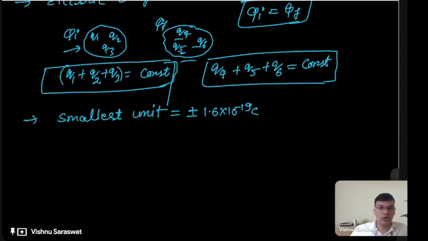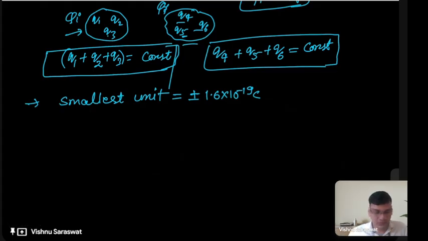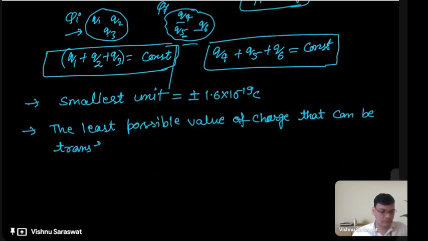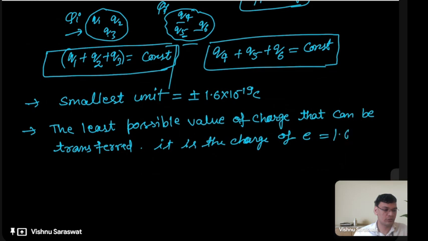What I'm trying to convey here is that you should always keep in mind that the least possible value of charge that can be transferred is the charge of an electron, which is 1.6 into 10 power minus 19 coulomb.